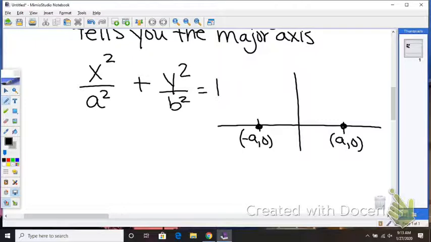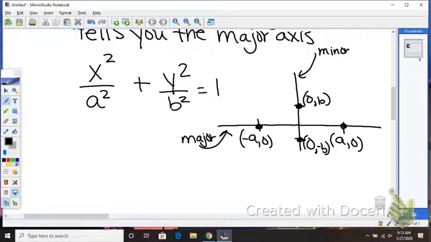So this is the major axis. This is the minor axis, meaning it's smaller. So this and this are your minor vertices, and they're going to be 0, B and 0, negative B. So here's what an ellipse looks like. It's the oval shape, and when you're graphing them, you're going to have to pick out what the major vertices are, and that's using your A term, and what your minor vertices are, and that's using your B term.